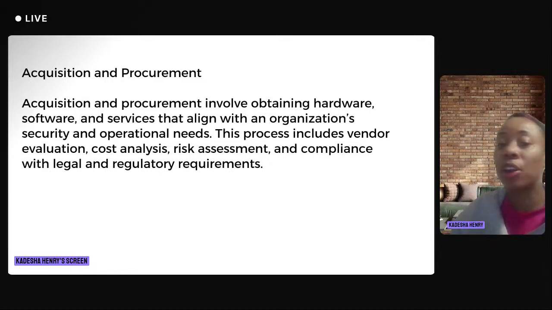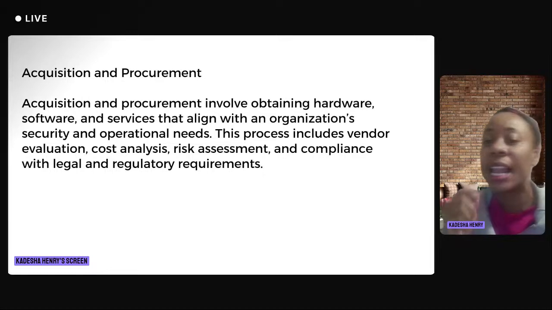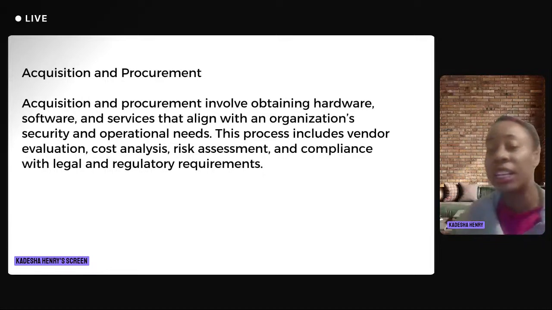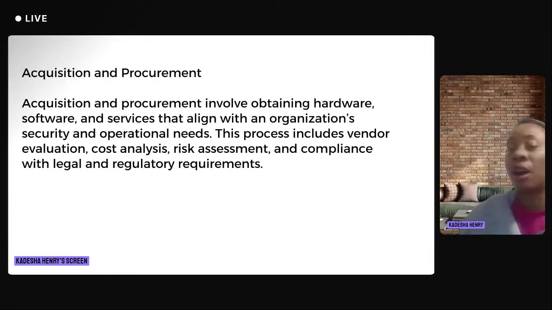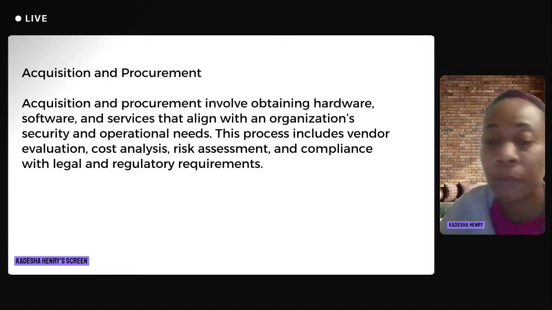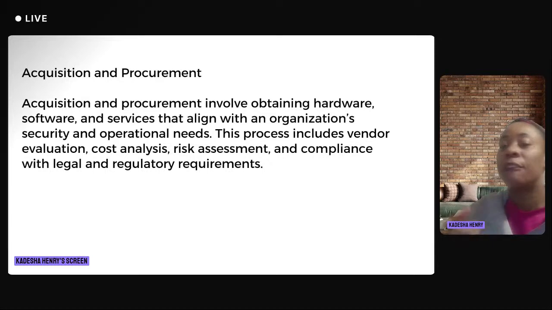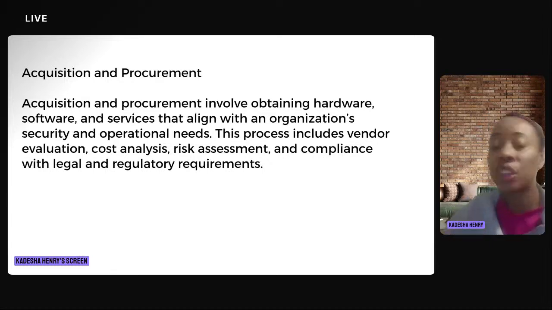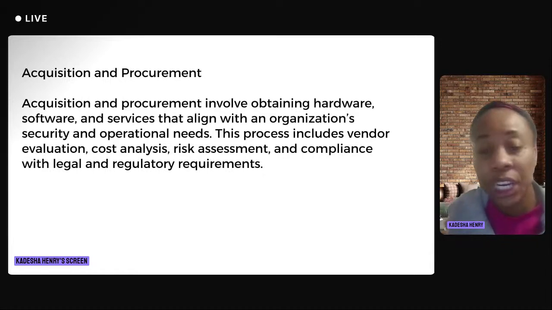Acquisition and procurement involve obtaining the hardware, the software, and services that align with organization security and operational needs. What are some of the hardware and the software we're going to need? What are some of the firewall equipment that we're going to need? What about the monitoring equipment? Those are the things that we need that align with our company's security and operational needs, right?